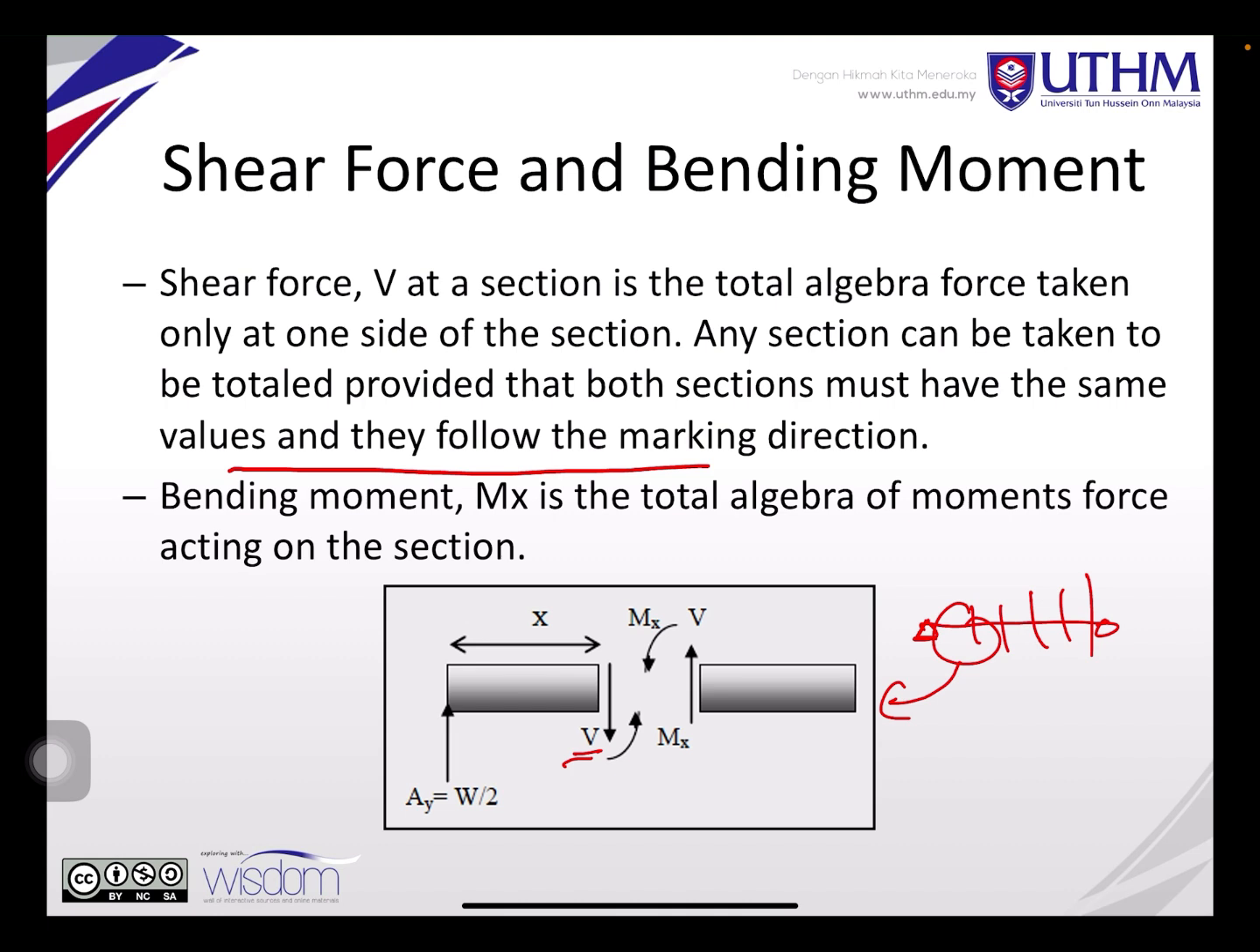Here you have a V. Because it's in equilibrium, here you have V going downward, and here you will have a V going upward. M is also the same: one is counterclockwise, one is clockwise. Bending moment is the total algebraic sum of the moment forces acting on the section. So basically you cut at the section, then when you plot, you will have this image.